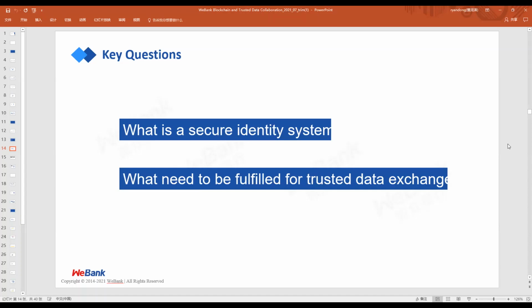And also the next question is what do we need to fulfill when we want to exchange data more trustfully from one party to another party? They don't trust each other, or they may deliver it to a third party, so they will cause a chain of data exchange delivery. So how to keep an audit trail for this data integrity, for people to verify the data is indeed not modified? So this is the key purpose for these two parts.